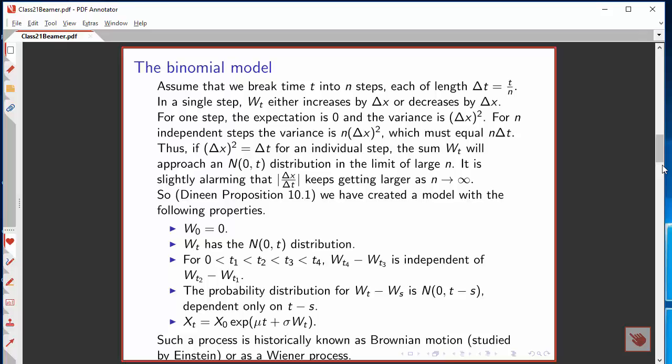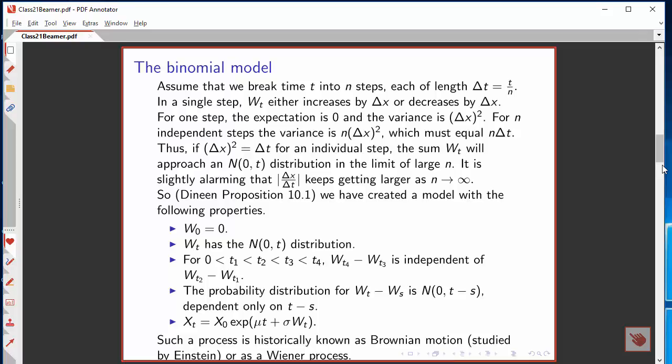If you think about this, you see that delta x over delta t is going to keep getting larger as n approaches infinity. That's going to manifest itself in the fact that our paths will turn out to be almost surely continuous and almost surely not differentiable at every point.